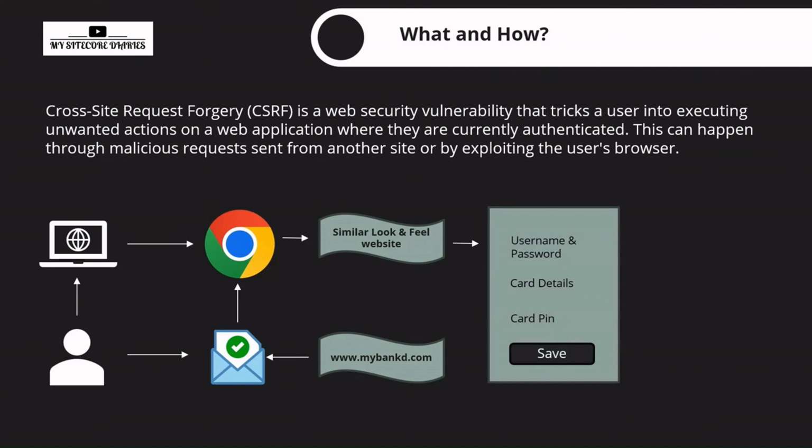Then this website asks for username and password, card details, card PIN, and save, and you will save that. That data you are providing gets saved into the hacker's database. So that is how unauthorized access is obtained. So that is how cross-site request forgery is done.